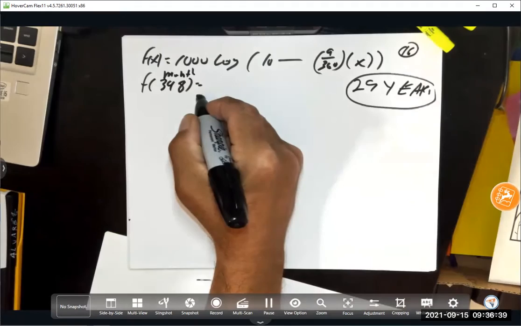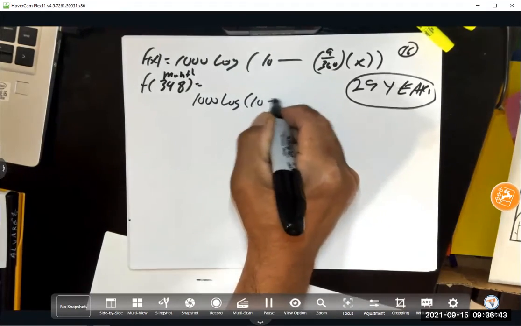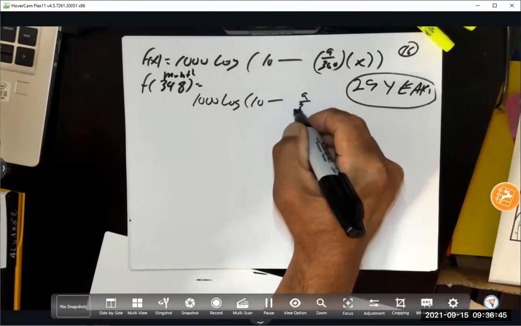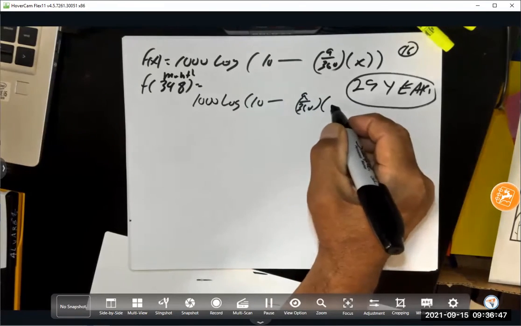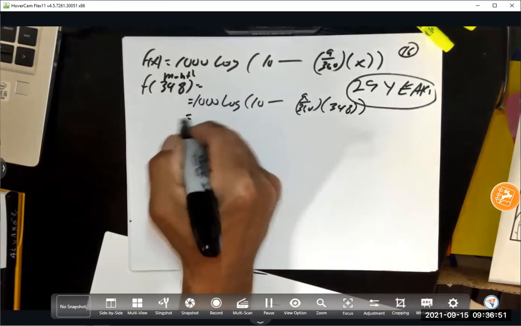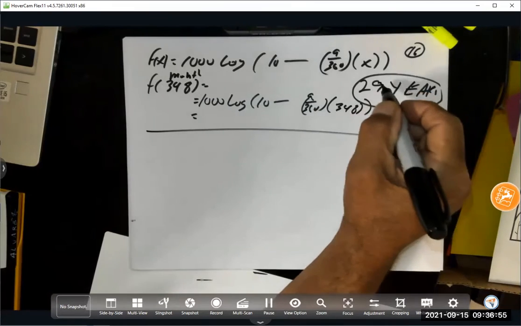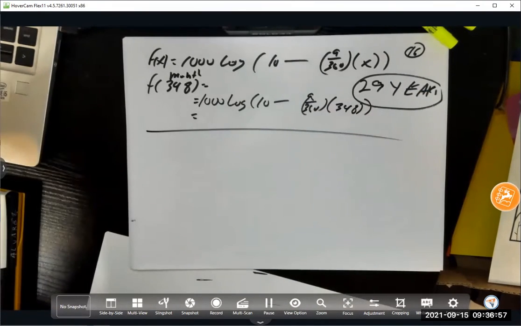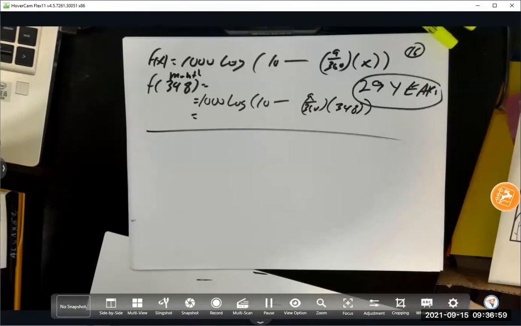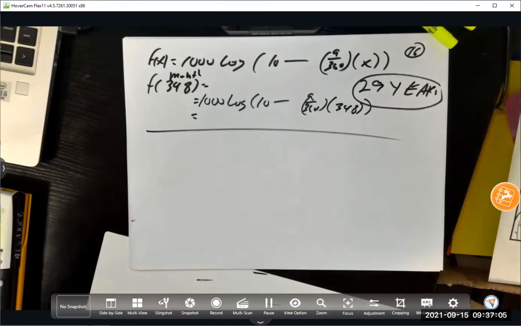And I want to know how much do I owe? 1,000 times log of 10, 9 over 360 times 348. All right, tell me, how much do I owe? 29 years from now in the future, if you're 20 years old now, you're 49 years old, how much do you still owe the Visa card company? Give me a number. 348.